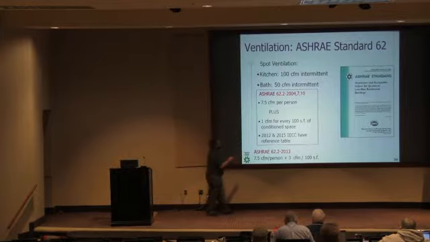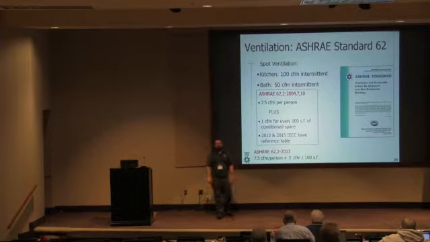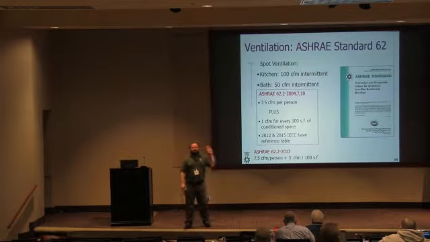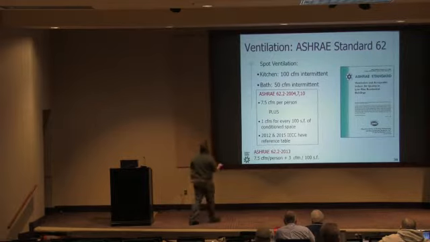So, ASHRAE 62, 2004, 2007, and 2010 had an equation that said how much whole house ventilation your house needs is 7.5 CFM per person. And you determine people by number of bedrooms plus 1. So how many people are in a 3-bedroom house? 4. How many people are in a 4-bedroom house? 5. Very simple.